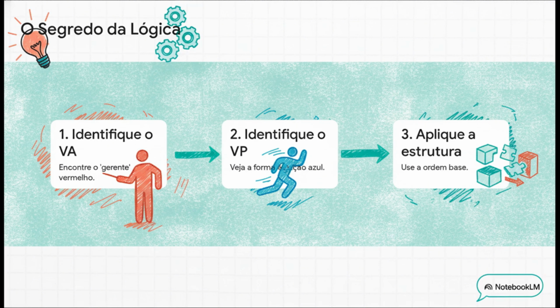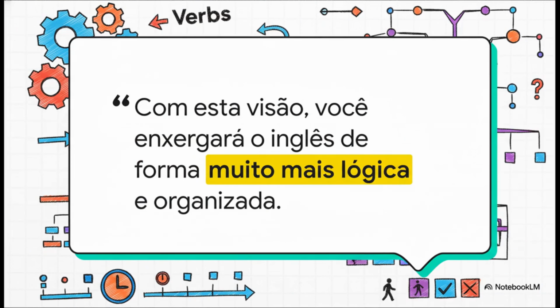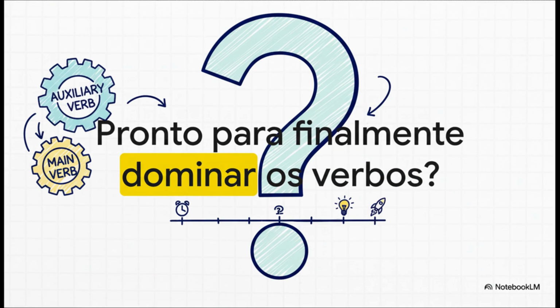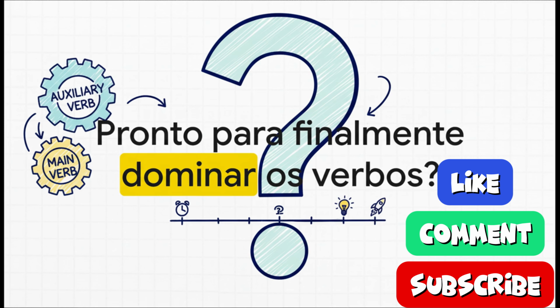When you look at any sentence now, you can follow 3 simple steps. First, find the auxiliary verb, that red manager. Second, see what form the blue main verb is using. And third, apply that base structure we now know. It's a method, not a memory exercise. And as Professor Joseph says, with this insight, you will see English in a much more logical and organized way. It's about gaining clarity and control and turning what was confusing into something predictable and systematic. By stopping the memorization and starting to see the system, you're not just learning a rule, you're learning how to think in English. So, the final question is, are you ready to leave the chaos behind and finally master the verbs?